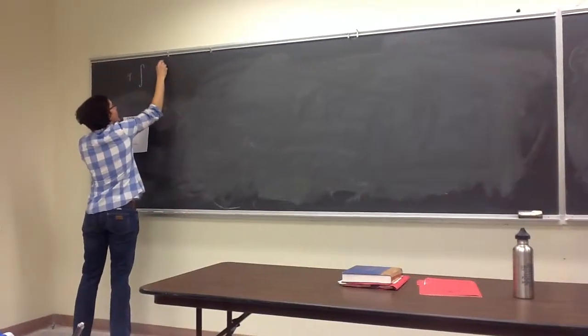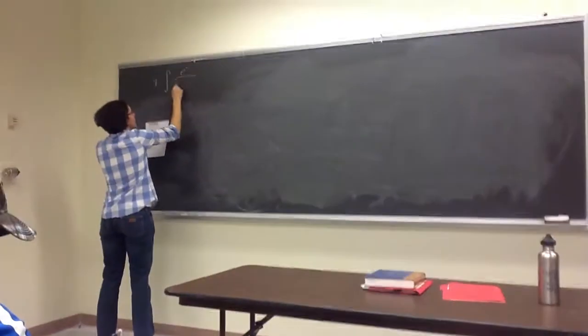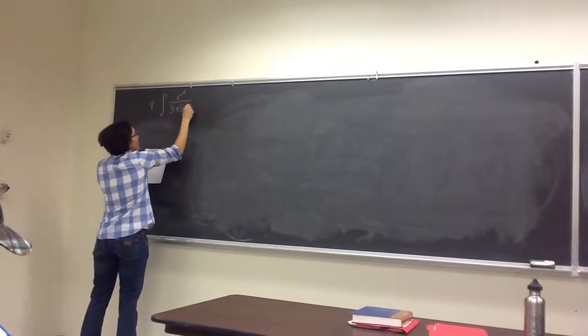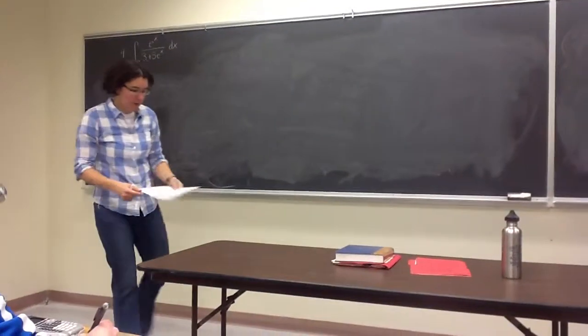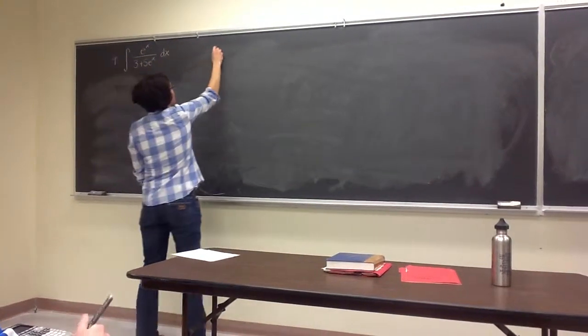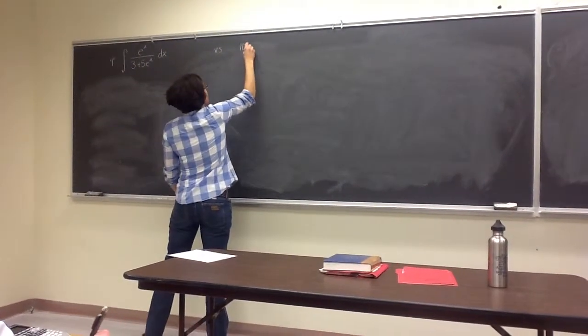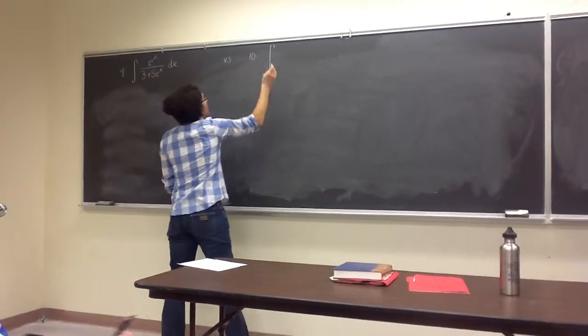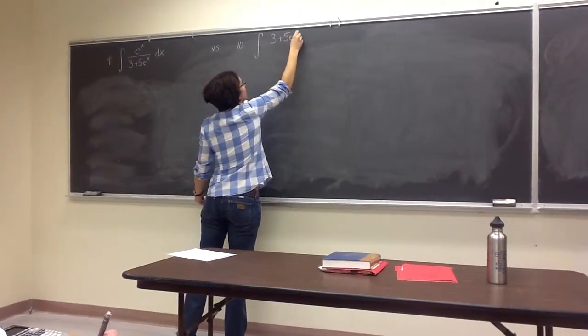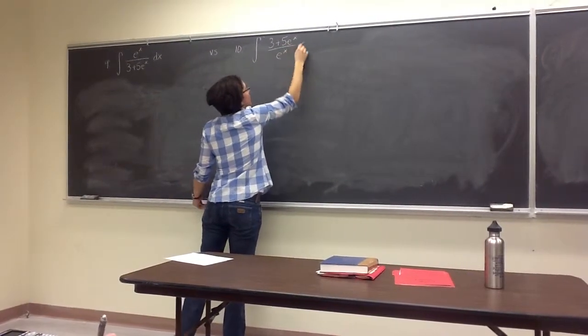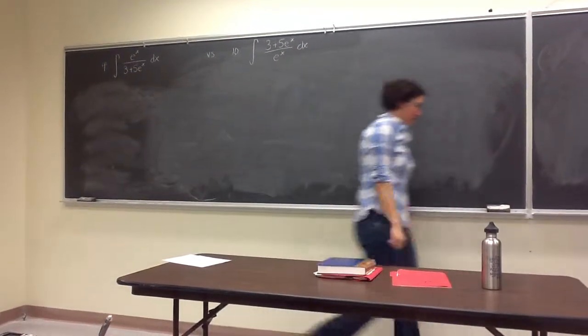The integral of e to the x over 3 plus 5e to the x dx. And then number 10 was very similar, the difference being that the top and the bottom were flipped. So we have the integral of 3 plus 5e to the x over e to the x dx.